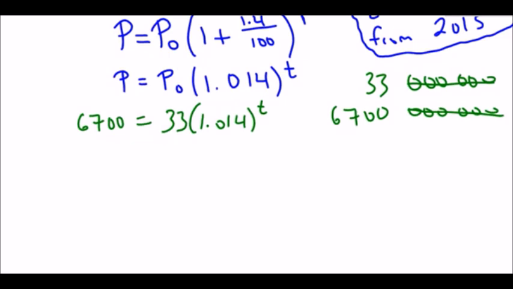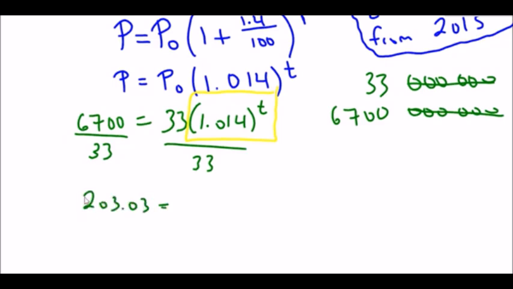The first thing I need to do is get rid of this multiplication by 33. Because the unknown is in the exponent, I'm going to have to solve this using some sort of exponential math. So what I need to do first of all is isolate the base with the exponent. This expression in the yellow box needs to be isolated, and that means I need to divide both sides by 33. So 6,700 divided by 33 gives me 203.03. So 203.03 equals 1.014 to the t.